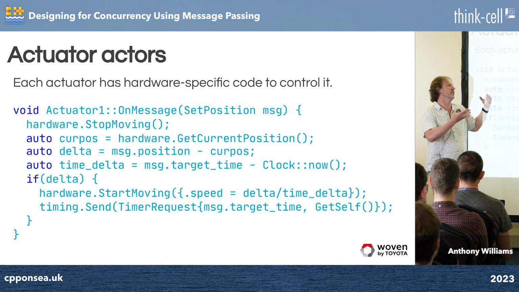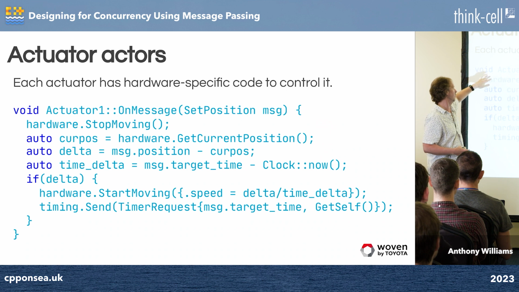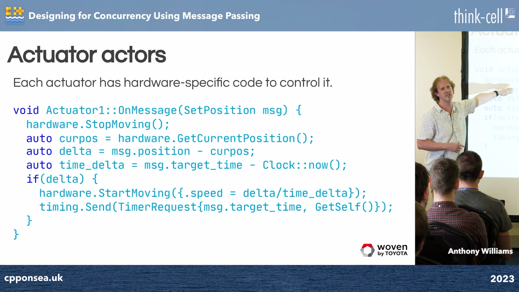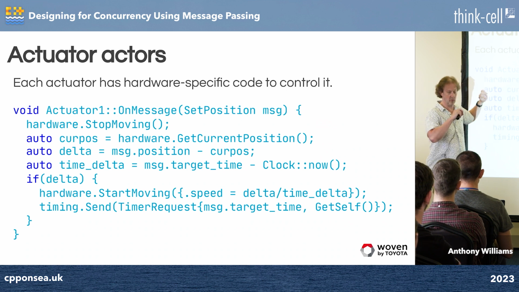Then if we look at one of the specific actuators, we get a message to say, can we change the position? And we tell the hardware, whatever you're doing now, stop. Lots of the hardware works so that you just start the motor running and it keeps running until you tell it to stop. So whatever it's doing, stop the position so we can work out what's going on and change to the new thing.